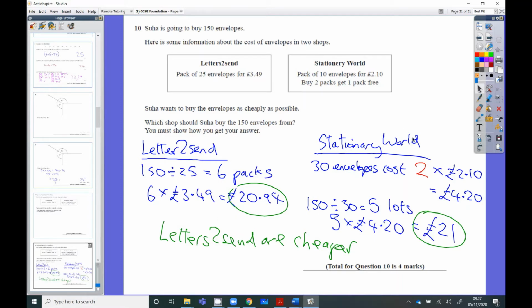Now from Stationery World, 30 envelopes. We get a buy 2 packs, get 1 pack free offer. So we're getting 30 envelopes when we buy 2 packs. Because we're only having to pay for 2, 30 envelopes is costing us 2 lots of £2.10, which is £4.20. Now we need 150 envelopes, so if we divide that by 30, we need to buy 5 lots of envelopes at £4.20 each time. 5 times £4.20 is £21, so we can see that Letters to Send is just a little bit cheaper.